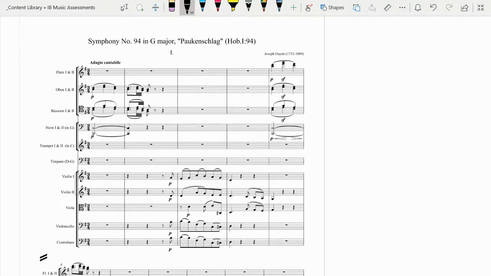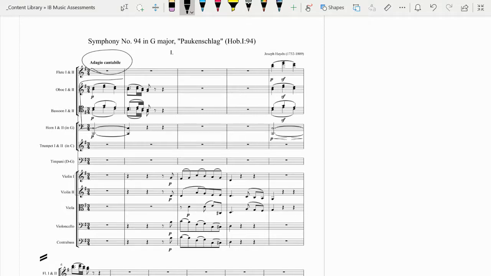We talked in the first video, the general overview, about the slow introduction, which you can see here: adagio cantabile, which means slow and in a singing style. We have this little theme here that is being introduced, and you'll notice that we don't really have a clear sense of G major.